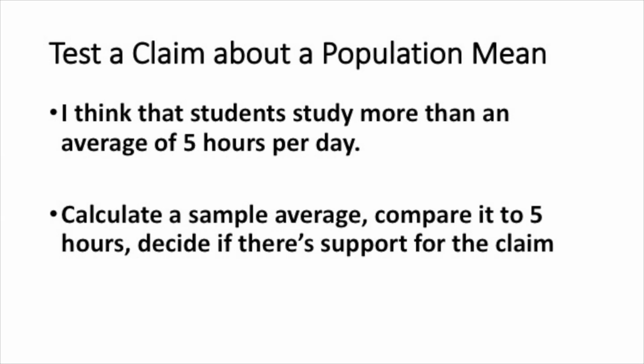We can also use information from a sample to test a claim that we might have about a population mean value. For instance, I might believe that students study more than an average of 5 hours per day. So that's a claim that I'm making about all students or the population of all students. To test that claim, I would collect information from a sample and calculate a sample average. I would then compare that sample average to the 5 hours, which is the value for my claim. And then ultimately, I'd be able to decide if there's enough support for my claim, or it's possible that I wouldn't have support for that claim.